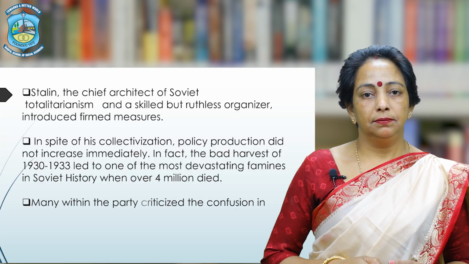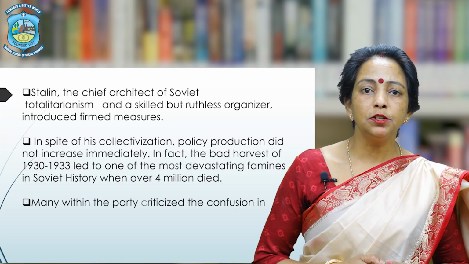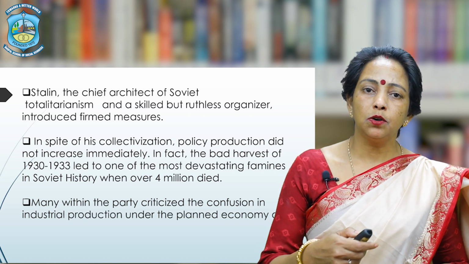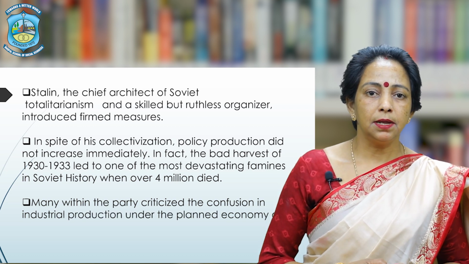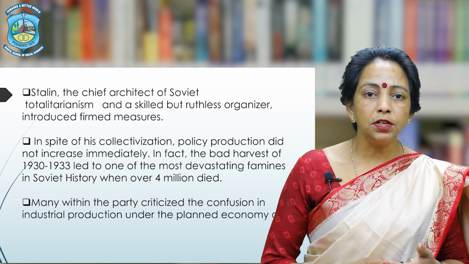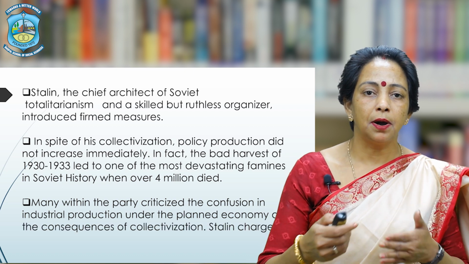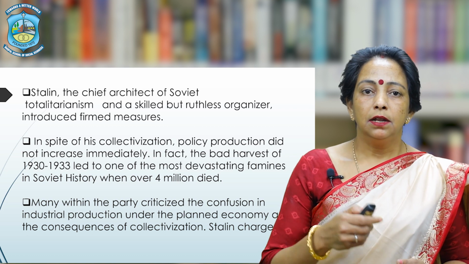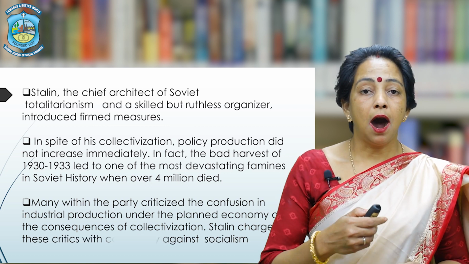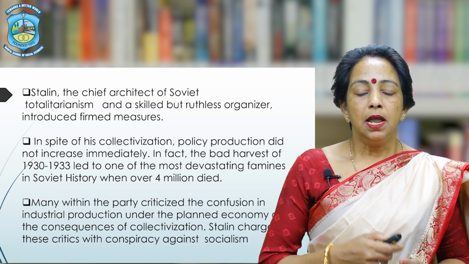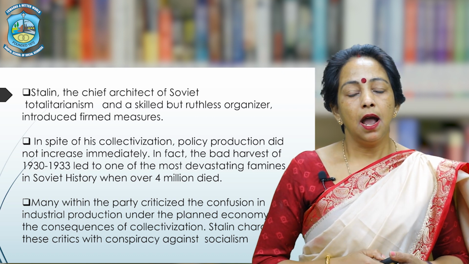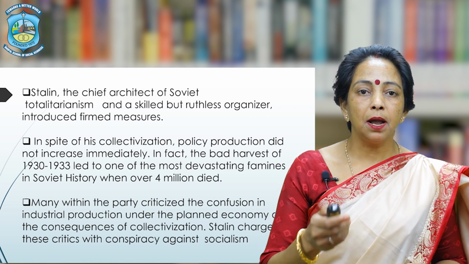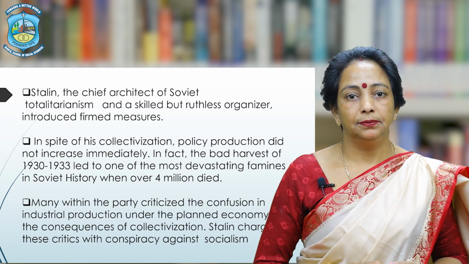Many within the party criticized the policy of collectivization. They didn't want to move according to Joseph Stalin. Some capitalist people wanted to remove collectivization, farming or agriculture, from the scenario. But Joseph Stalin took harsh steps. He charged the people and gave them harsh punishments for turning against socialism.